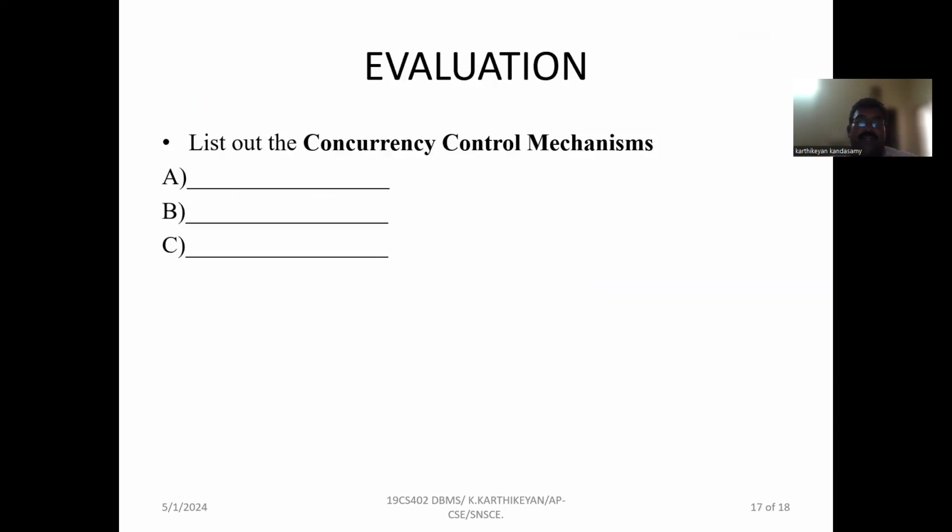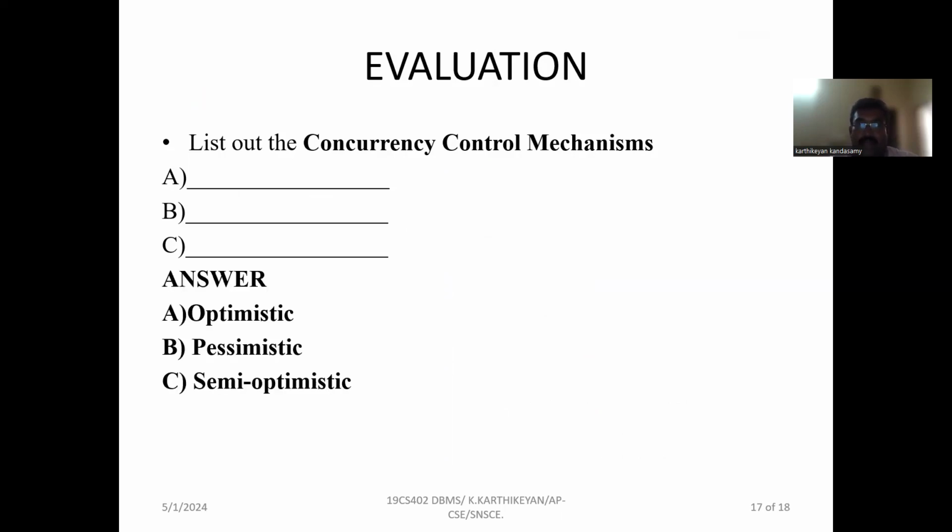So this is my evaluation list of concurrency mechanisms. Please tell me the three top processes: optimistic, pessimistic, semi-optimistic.